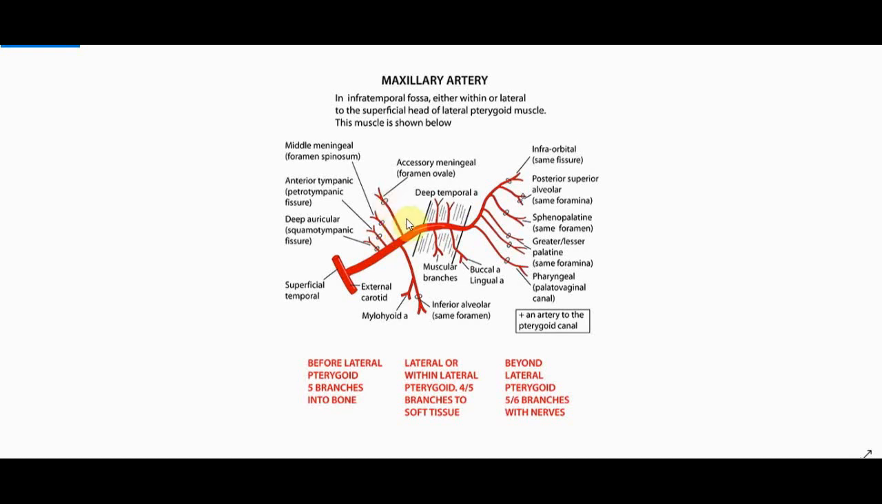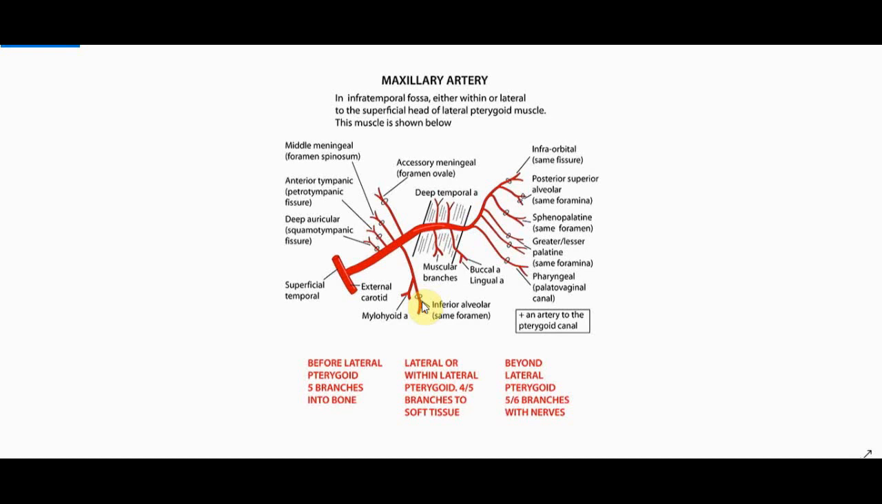The middle meningeal, and then the accessory meningeal, right? And then we have the really big one, which is the inferior alveolar, and you can see the inferior alveolar really easily, right? And the names are the most important, and people can figure out various different ways to remember it.